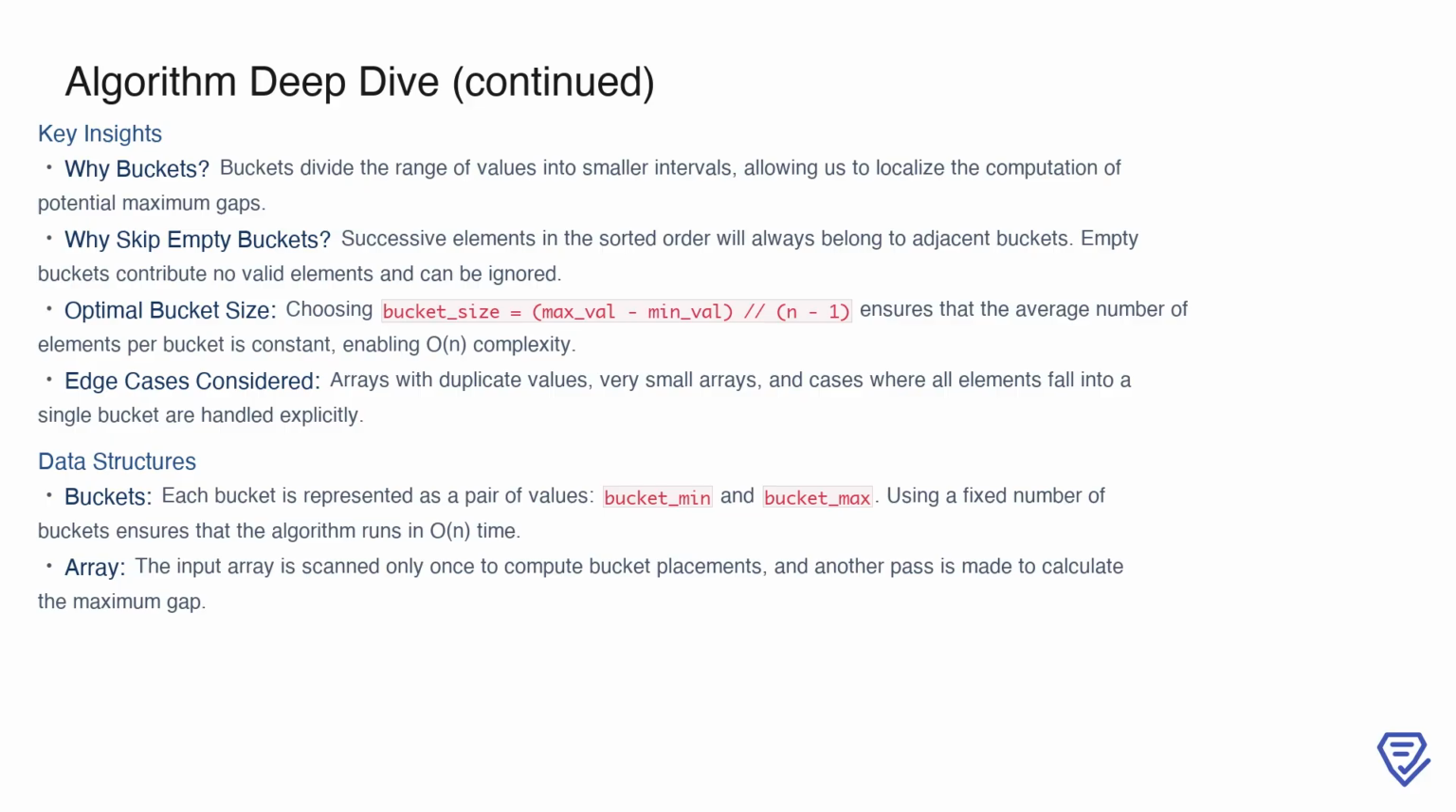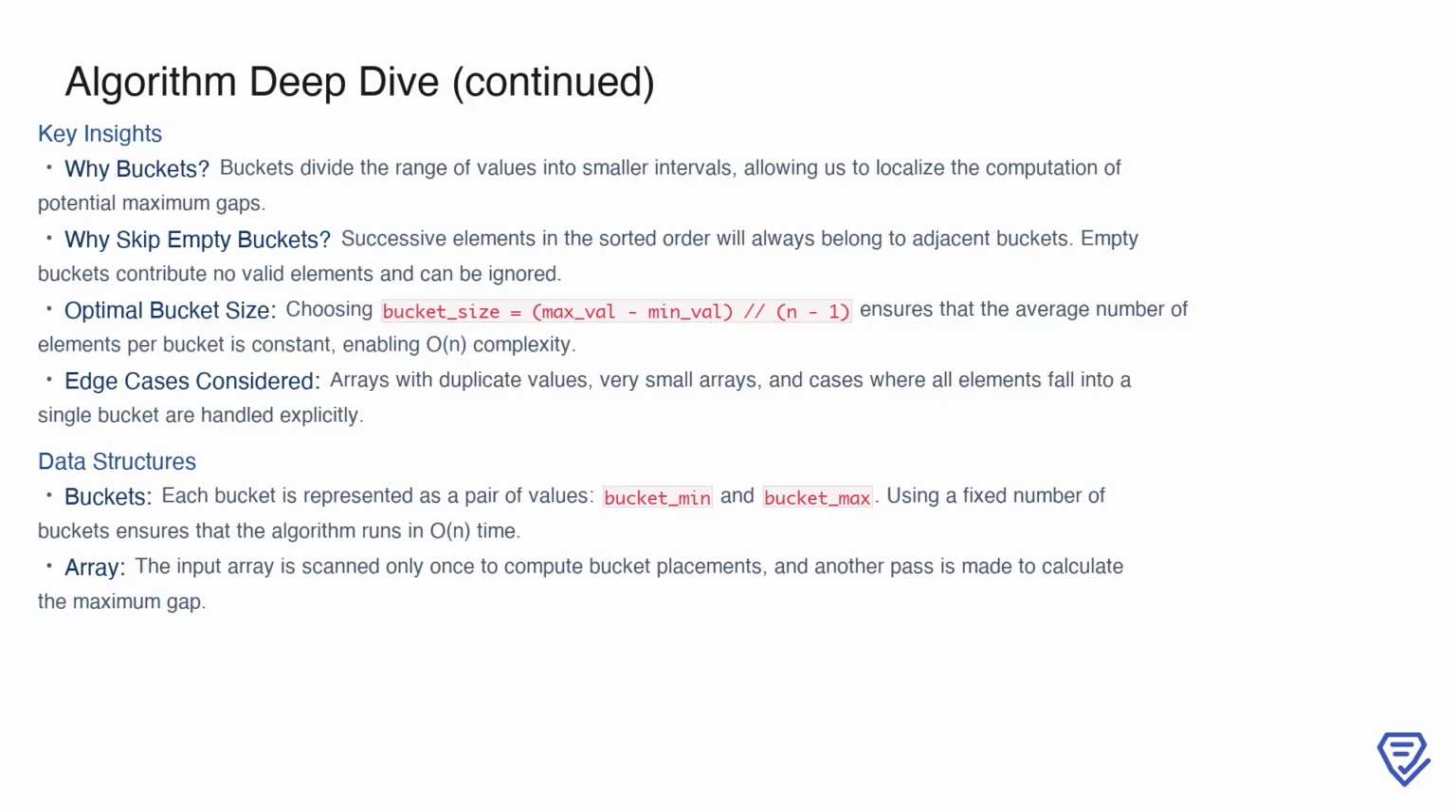Using the formula bucket_size = (max_val - min_val) / (n - 1) ensures that the average number of elements per bucket is constant, which is essential for maintaining O(n) time complexity. Edge cases, such as arrays with duplicate values, very small arrays, or cases where all elements fall into a single bucket, are all handled explicitly by the algorithm.